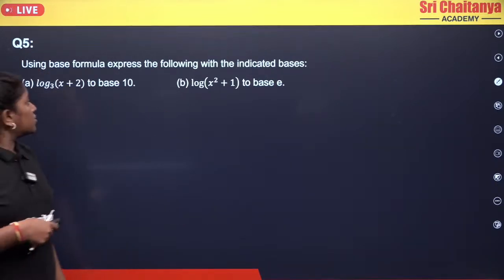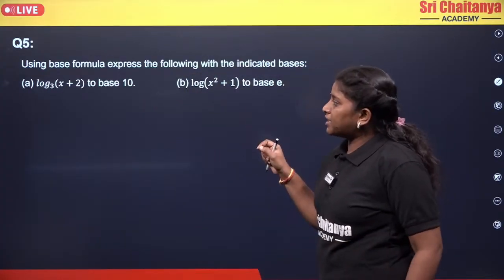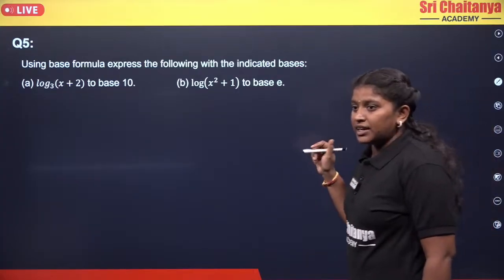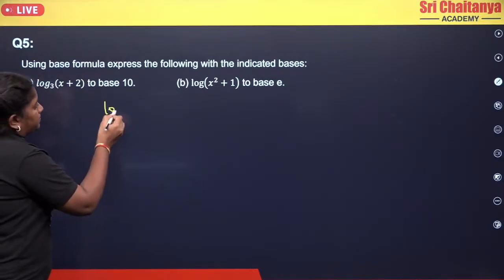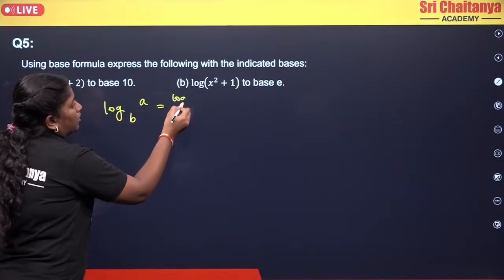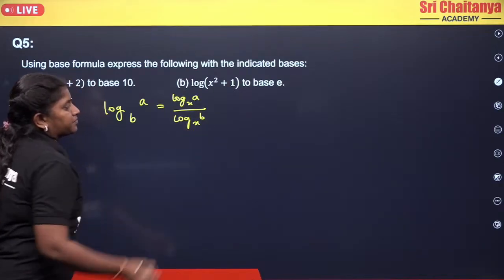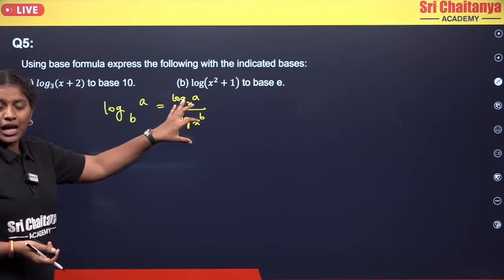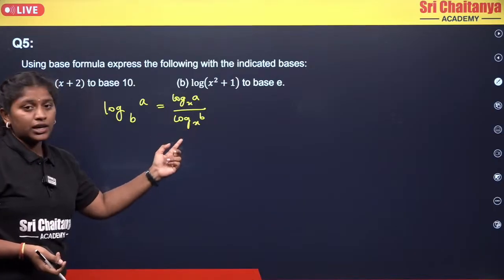Yes. Now moving to the next, using the base formula, we need to express log 3 of x plus 2 to base 10 and log of x square plus 1 to base e. I think it will be very easy, right? So we can use the formula: log a to the base b can be written as log a to the base x by log b to the base x. This is nothing but splitting this logarithm with the help of the same base.